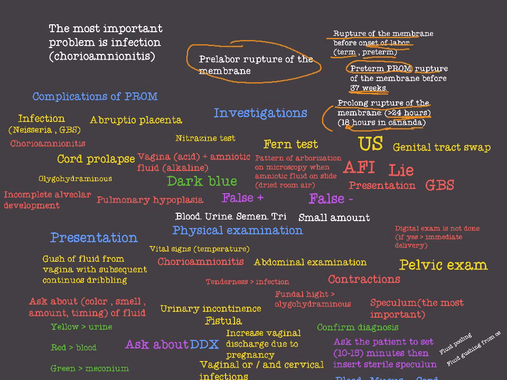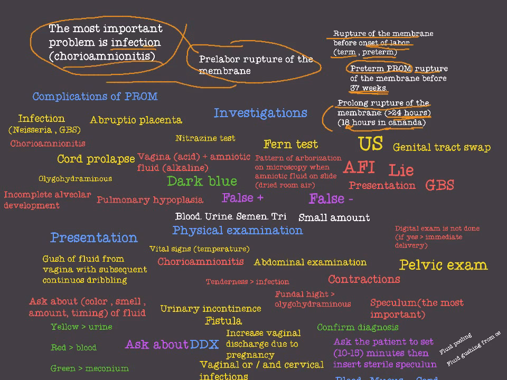The most important problem about rupture of membrane, or premature rupture of membrane, is infection, especially chorioamnionitis. So mostly this is the cause behind preterm labor and premature or pre-labor rupture of membrane. Because of infection, they mostly deliver early.